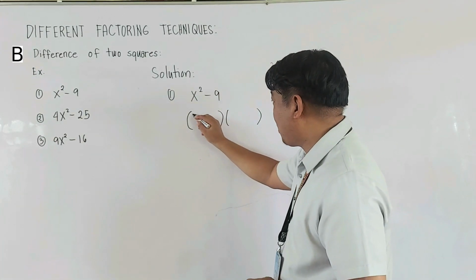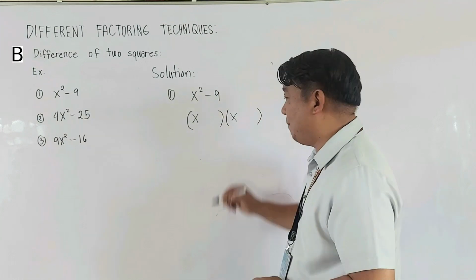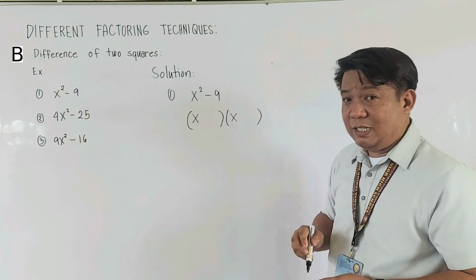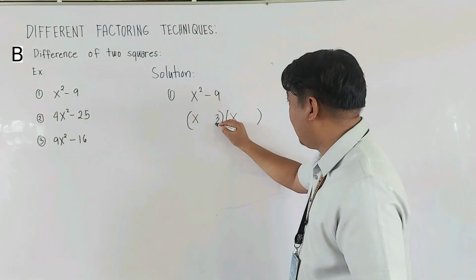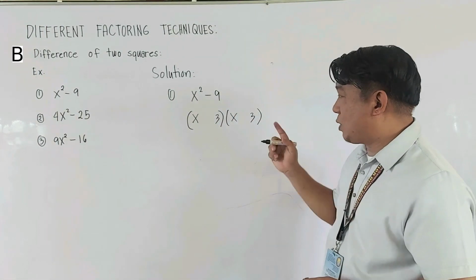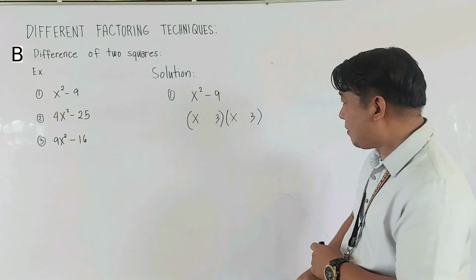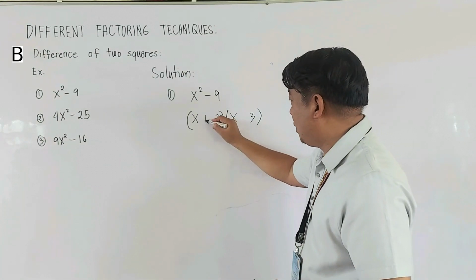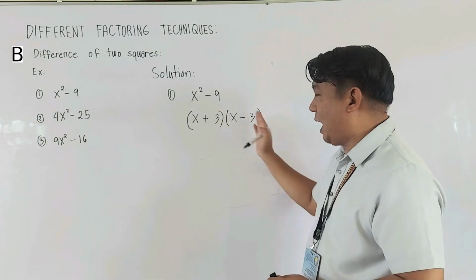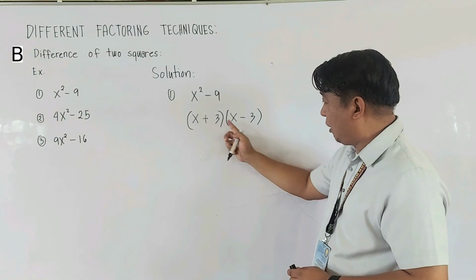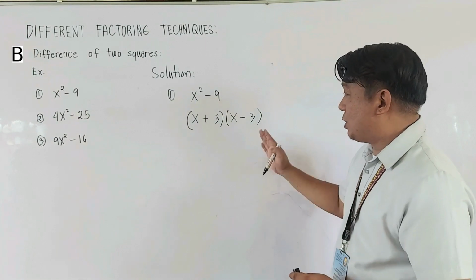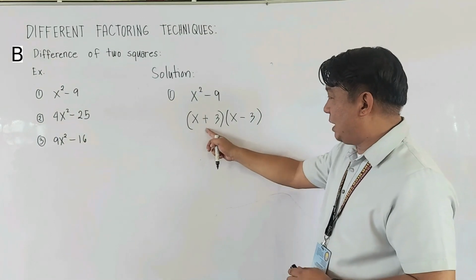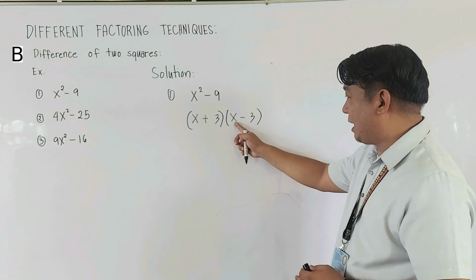Tapos, kunin natin yung factors ng x squared. So, ang factors ng x squared is x and x. And then, kunin din natin yung factors ng 9, that is 3. Okay? So, 3 squared is 9. Okay? And then, ang kanilang sign, it's always opposite sign. So, positive and negative. So, kahit magkapalit sila, pwede ito maging negative, ito maging positive, it doesn't matter. So, ang factors ng x squared minus 9 ay x plus 3 times the quantity of x minus 3.